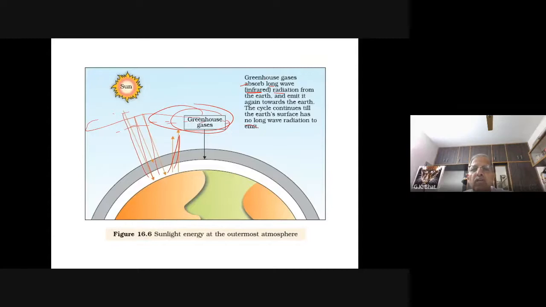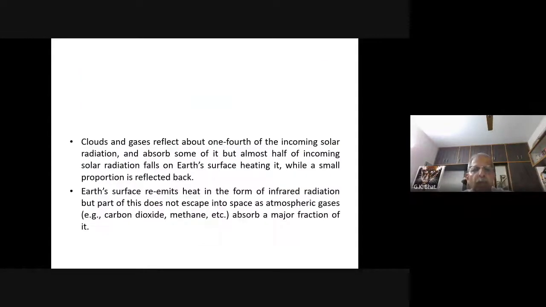Greenhouse gases absorb long wave infrared radiation from the Earth and emit it again towards the Earth. Absorb and emit again towards the Earth. The cycle continues till the Earth's surface has no long wave radiation to emit. So to a certain extent, the greenhouse effect is required. But whenever it crosses beyond, then only it is problematic.